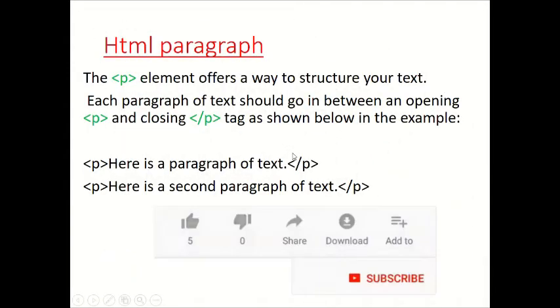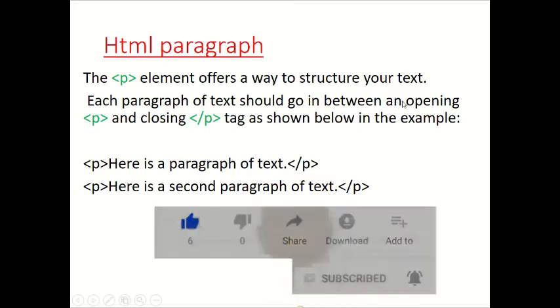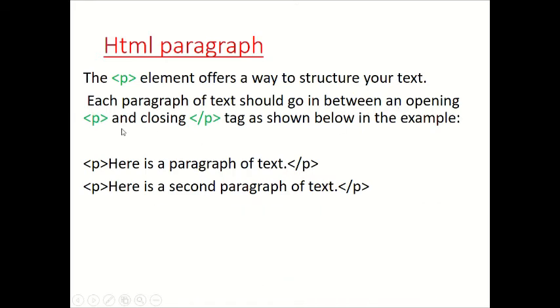HTML paragraph. You all know what a paragraph is in English. The P tag here, that is the element tag P, offers a way to structure your text. Each paragraph of text should go in between an opening P tag and a closing P tag, as shown below in the example. Here we have an example. We have two paragraphs. Yes. Here is a paragraph text. Here is a second paragraph text. When you render the element P, the web browser knows that it is a paragraph.